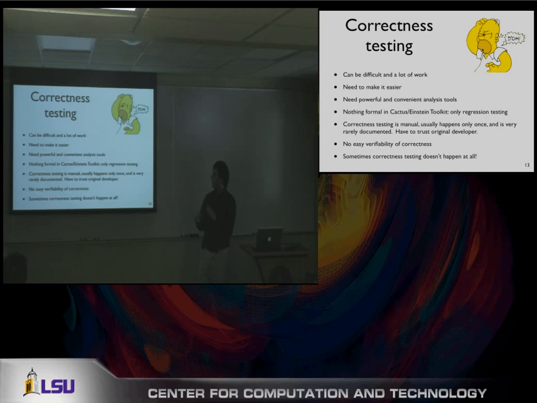We have many components which make up these codes. People test them when they first write them, and then that's it. You have to trust the original developer. Maybe there's a paper where they describe the tests that they did, but quite often there isn't. There's no easy way to verify the correctness of the code. And sometimes correctness testing doesn't happen at all. So if part of the code isn't used for something, maybe it's not even tested. And as a user of the code, you don't know whether that's the case or not.